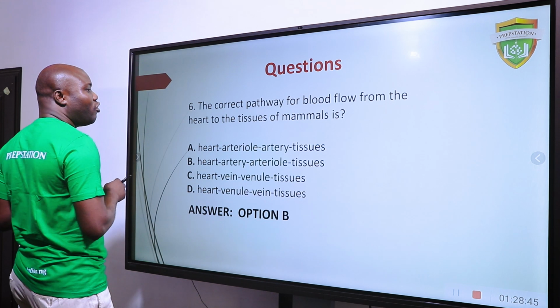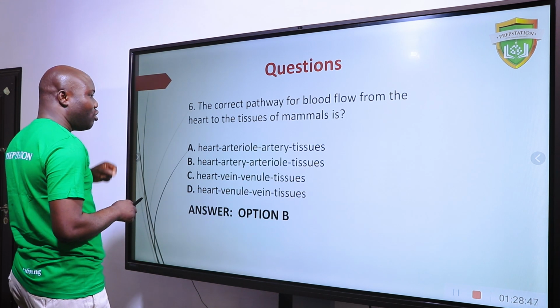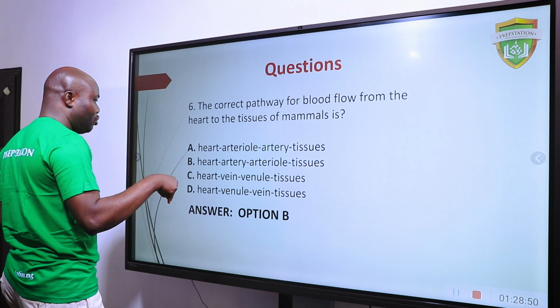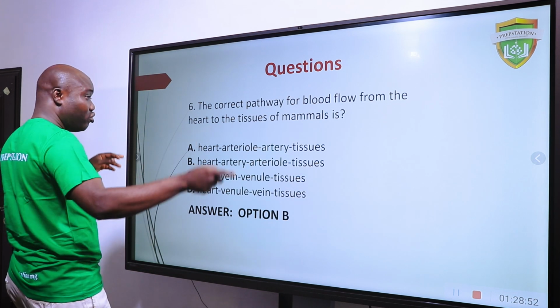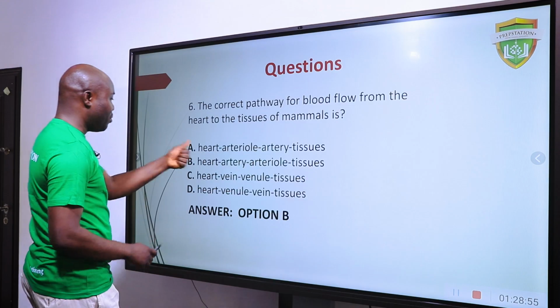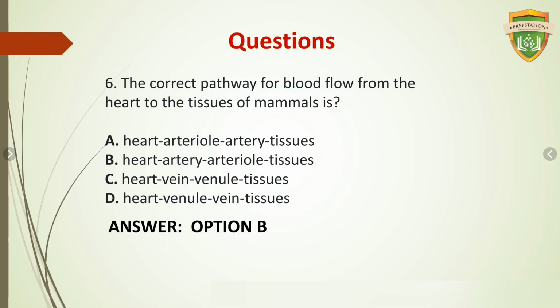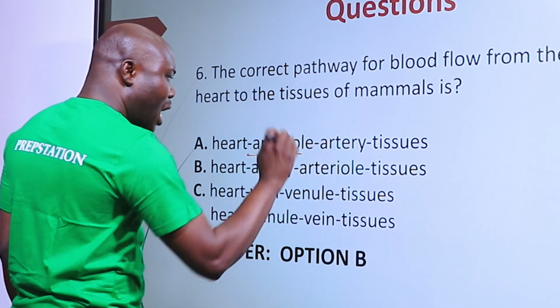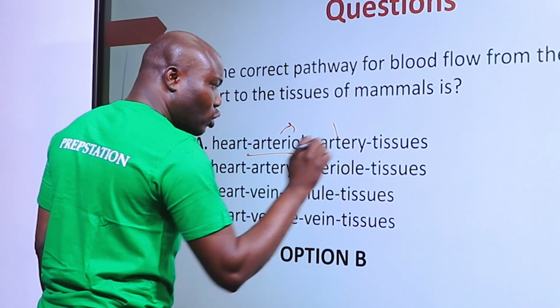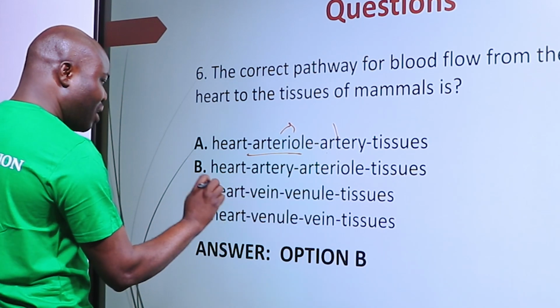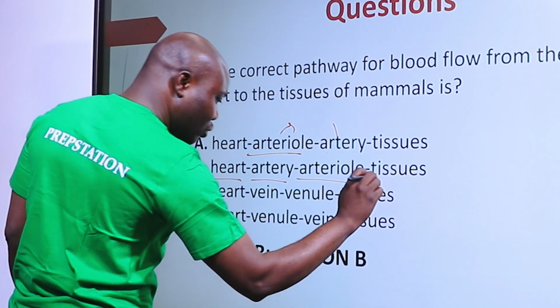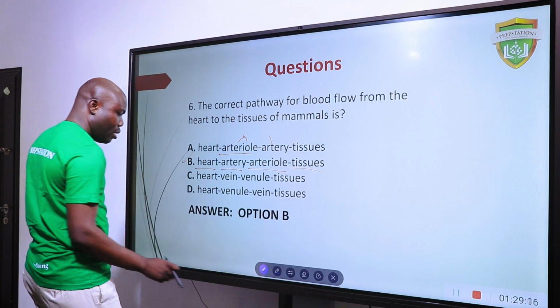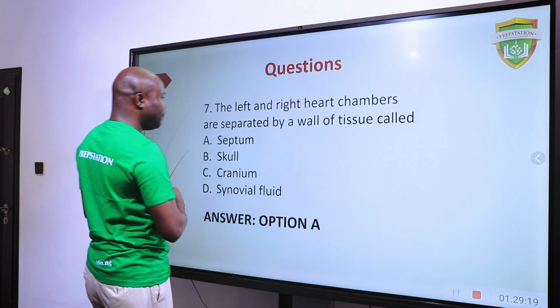Then, the correct pathway for blood flow from the heart to the tissue of mammals. I told you earlier, just always make reference to that diagram. From the heart to arterial, from arterial to artery, then to tissue? Arterial is a smaller vessel, so arterial cannot come ahead of artery. You get? How can something small empty itself into something big? It's not possible. But from the heart to your artery, to the arterial, to the tissue, yes, the answer is B. Okay, now number 7.